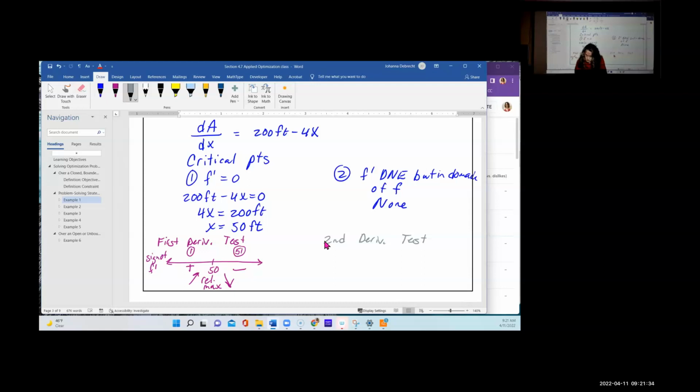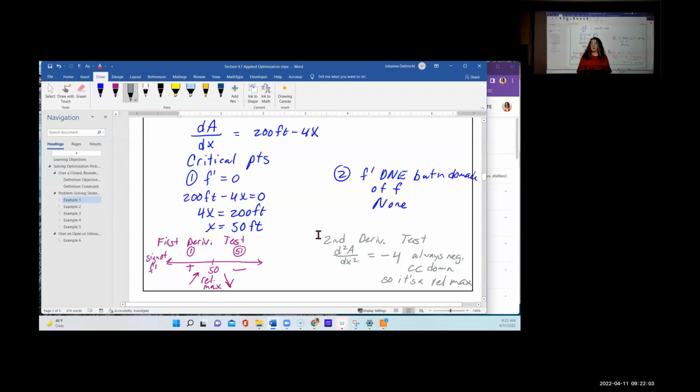For the second derivative test, we find the second derivative. So d squared A by dx squared. We take the derivative again, we just get -4, which is always negative, which means it's concave down, so it's a relative max. So as you can see, it's shorter and there's less work to do.